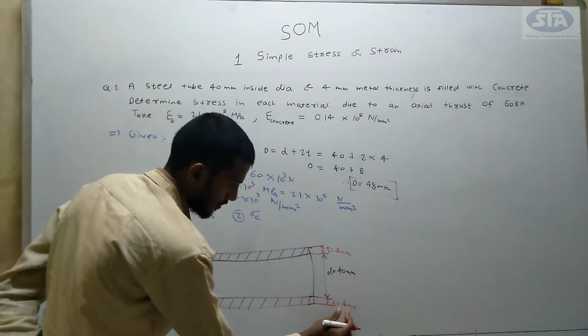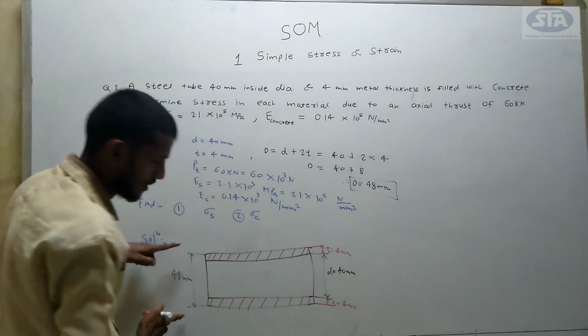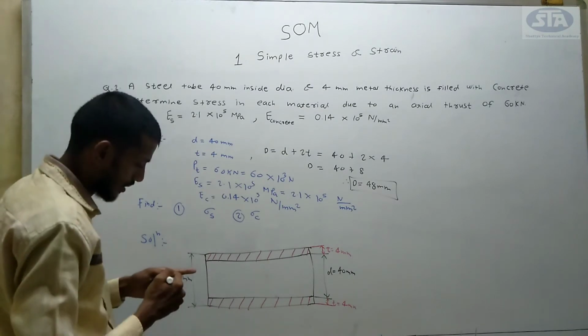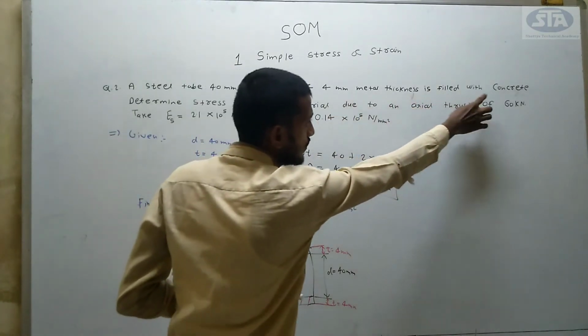Okay, 40 plus 4 plus 4, which becomes 48. Okay, now 4 mm metal thickness is filled with concrete.